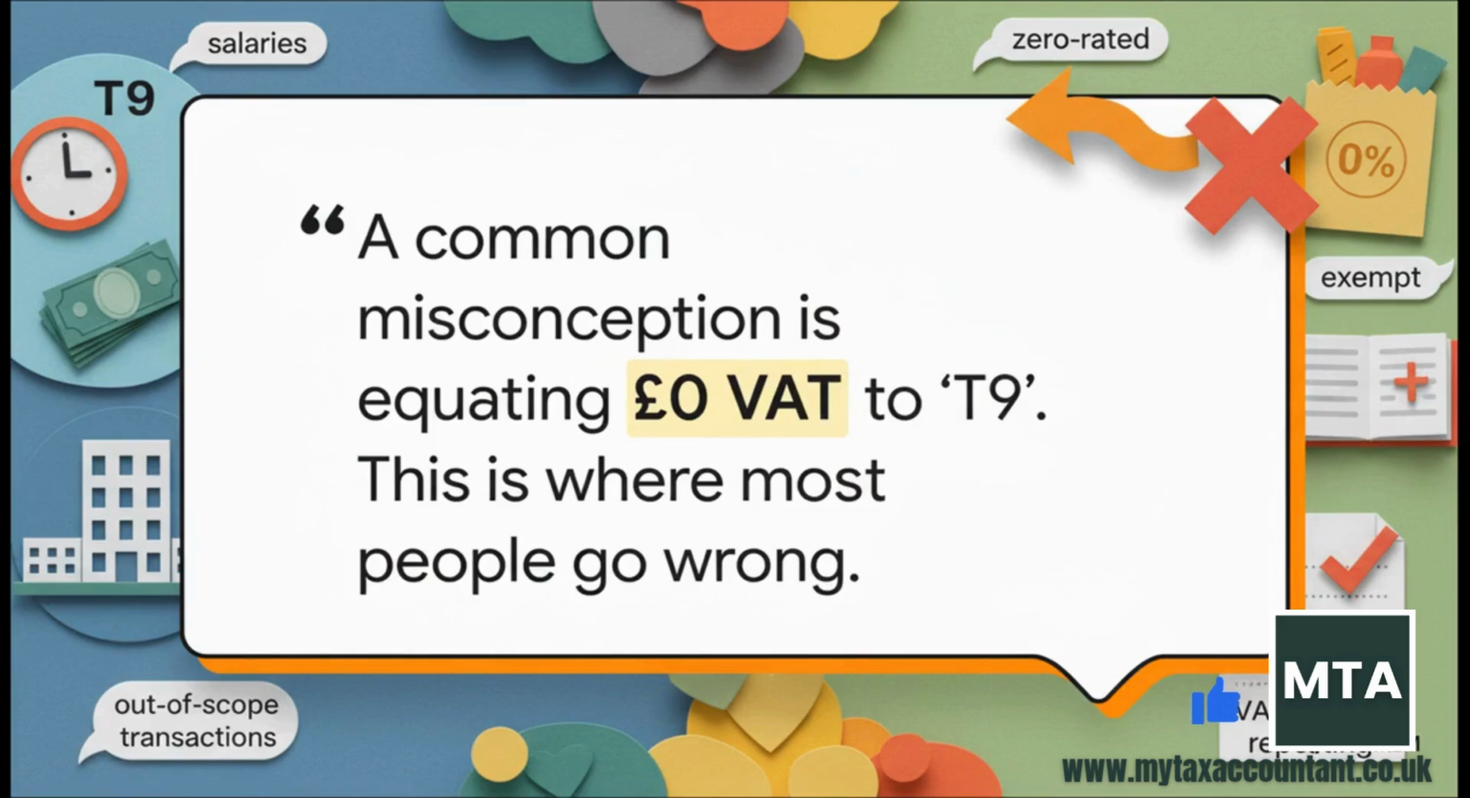This right here is the classic trap. You see a transaction, it says zero VAT, and your brain immediately goes, that's a T9. But that one tiny assumption can throw your entire financial reporting out of whack. It's not just about a code, it's about getting a totally skewed picture of how your business is actually doing.